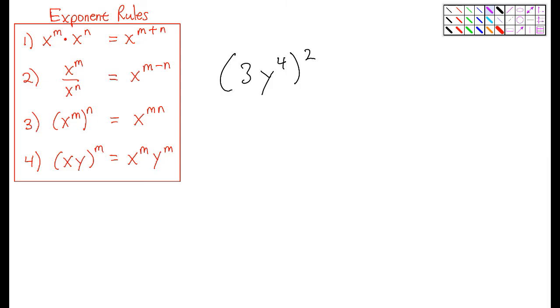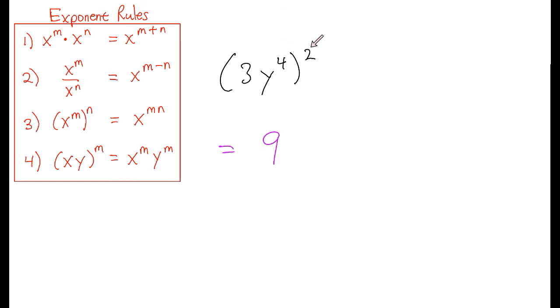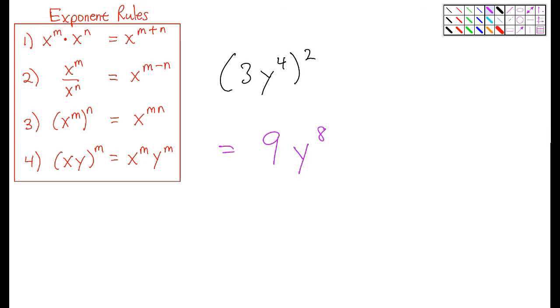Next problem. In this case, we've got a combination of rule 3 where we multiply exponents and rule 4 where we have more than one thing being raised to a single power. So in this case, I do each thing separately, right? So I have 3 squared, well that's just 9. I have y to the 4th raised to the 2 power. I multiply the exponents and I just get y to the 8th. There we go, we're done. Next problem.